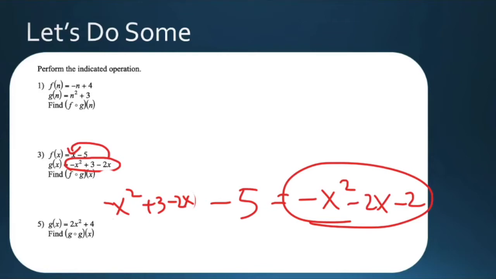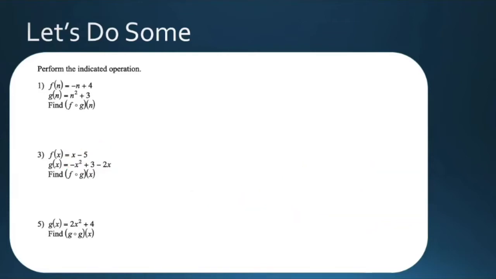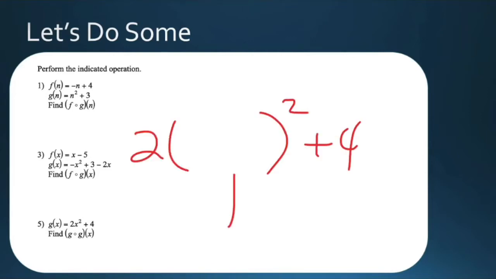Okay, number 5. Now this is G of X. So 2x squared plus 4 plus 2x squared plus 4. Are we adding them? No. 2 in parentheses. Instead of 2x squared plus 4, what are we going to put inside the x? 2x squared plus 4, yes. We're going to put itself inside of itself. We're going to have G of X inside of itself.